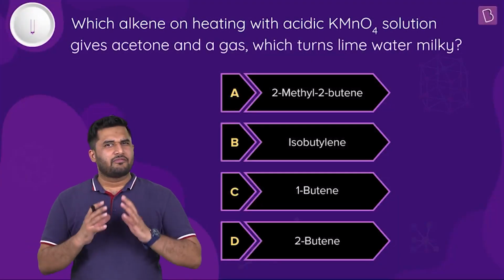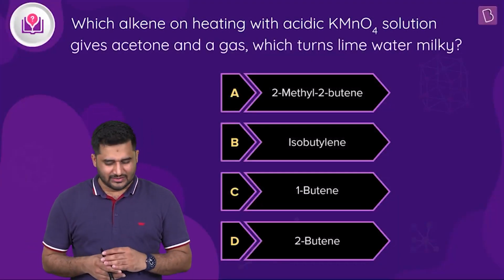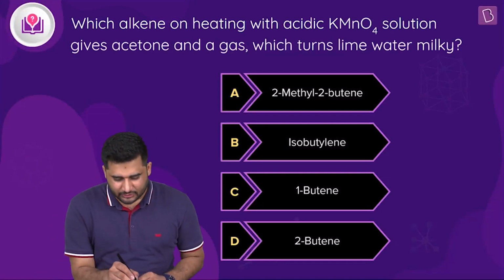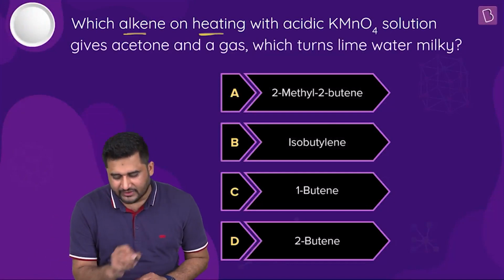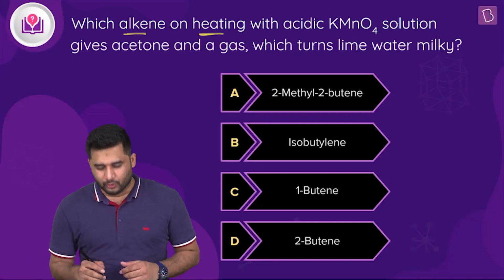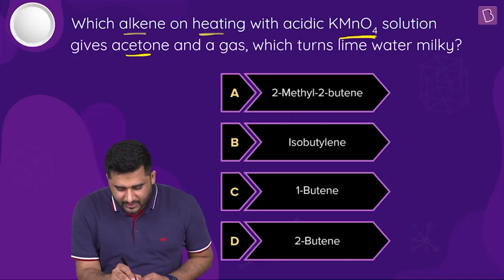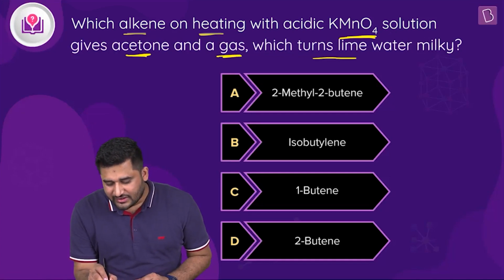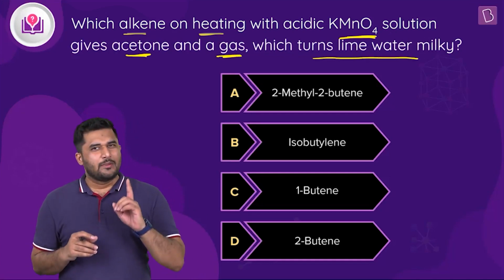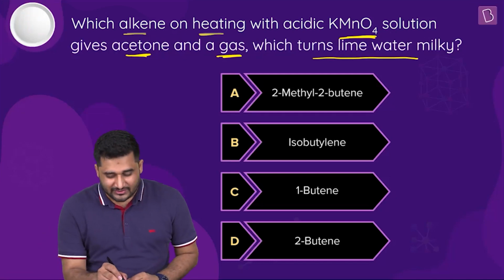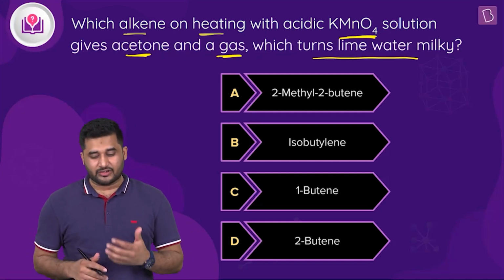Hi, here we have a very interesting question, and the question is which alkene on heating. So here we have an alkene and we are heating it with acidic KMnO4. The acidic KMnO4 solution gives acetone and a gas which turns lime water milky. So the important clue here is that the gas we are getting turns lime water milky.